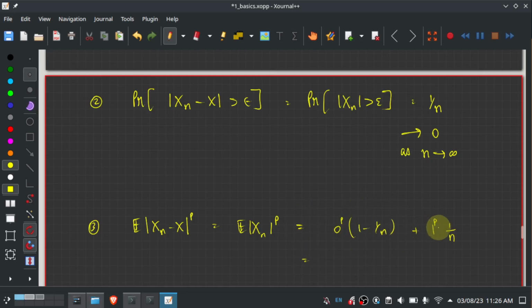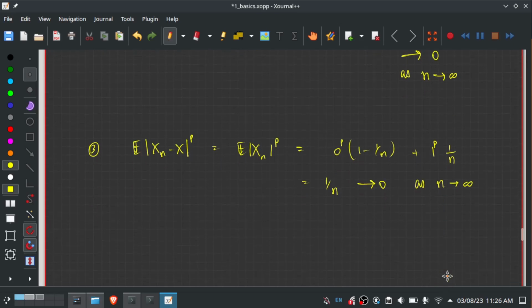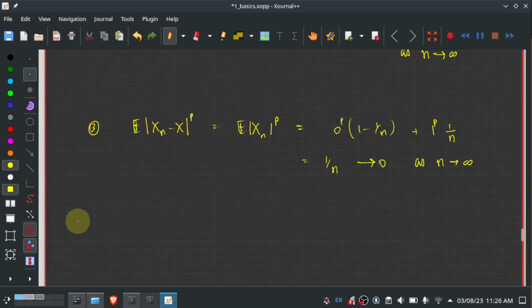0, so this quantity is 0. The next quantity, 1 to the power p for any p positive is equal to 1. So this is just 1 over n, and this tends to 0 as n tends to infinity. Right? So you have convergence in all these three forms, right? But as it turns out, it does not converge almost surely.